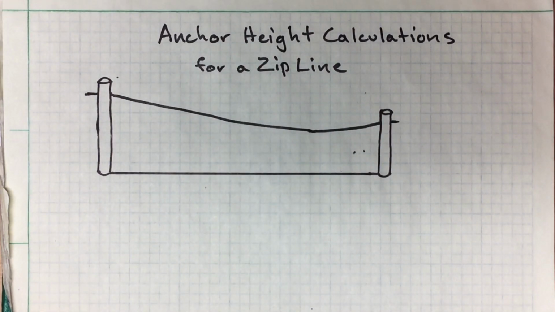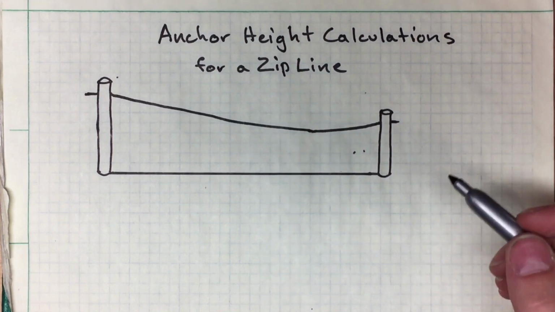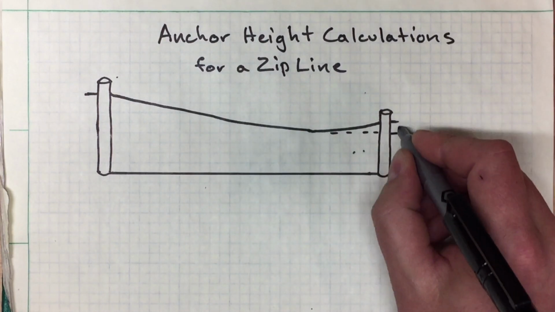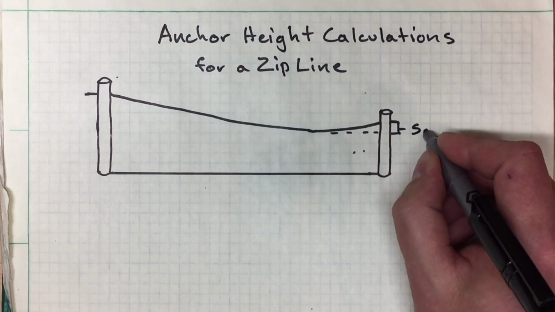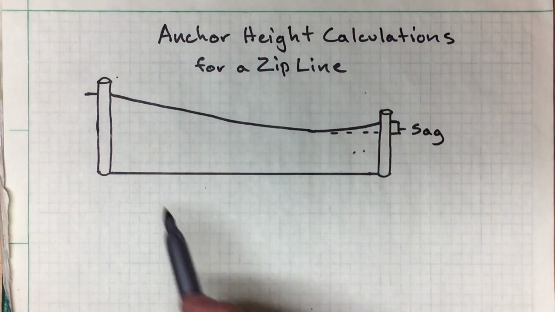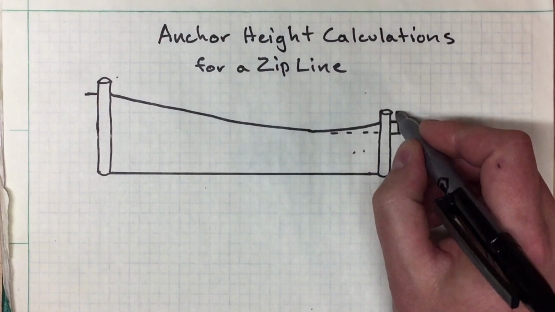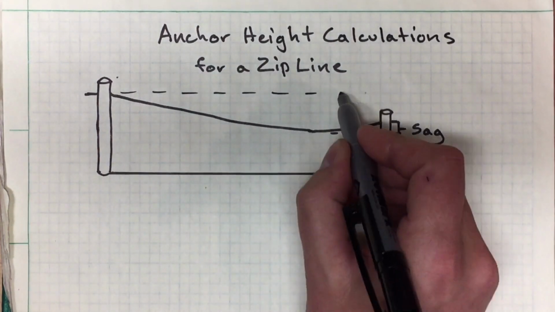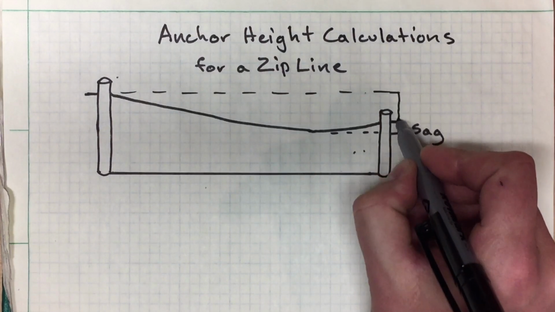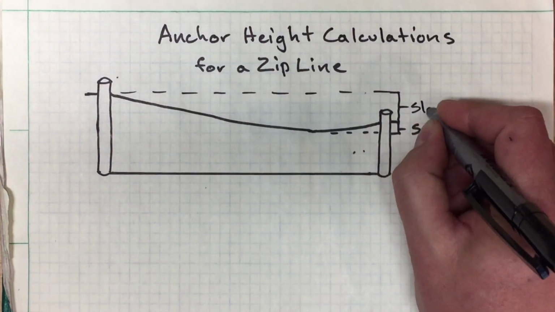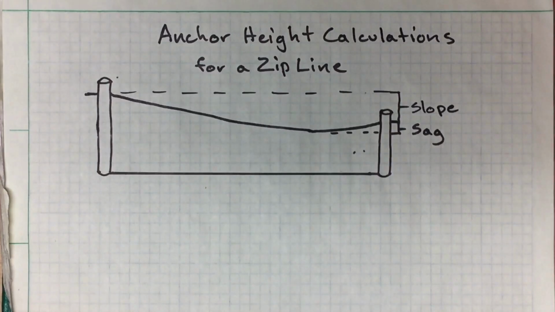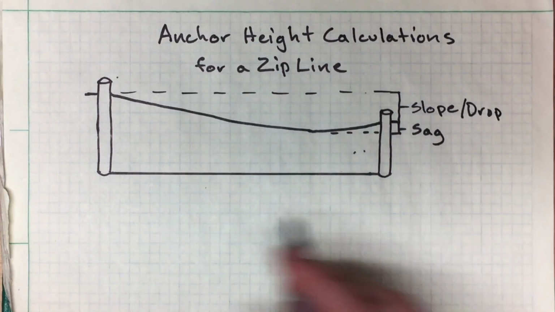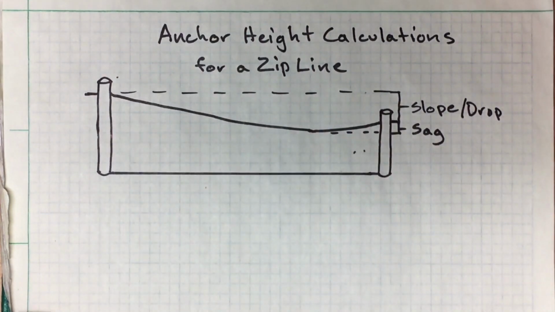A couple of terms we're going to use. The first is sag. That's referring to this height difference here. The second is the slope of the cable, and that's referring to the height difference between the two anchors. Sometimes we also call this the drop when we're referring to the actual elevation change between one or the other.